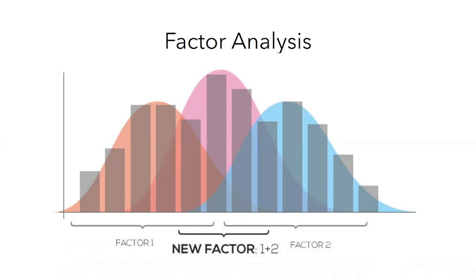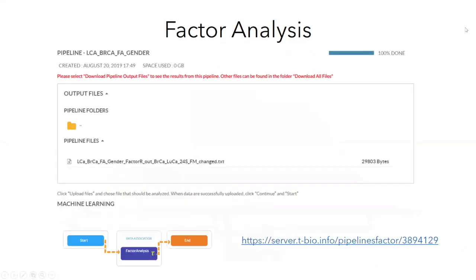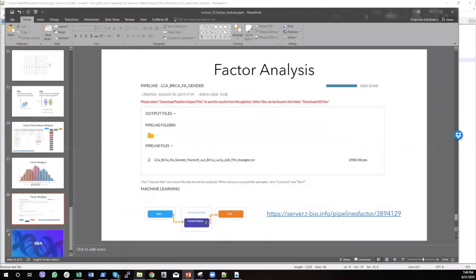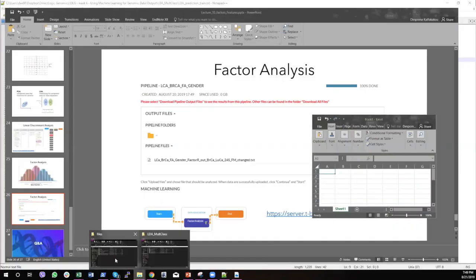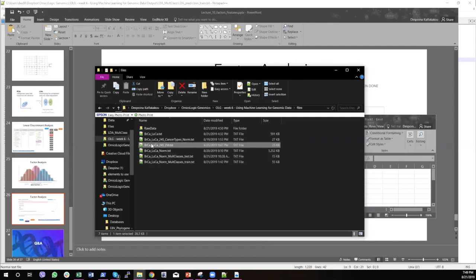So the type of cancer and the gender are different factors, because we could have different mutations in women with breast cancer and different mutations in men with breast cancer, and the same applies to lung cancer as well. So in order to understand what role each factor has, we have to perform factor analysis. And we will see another pipeline for factor analysis. First, let me show you the data that we will use. This is the file. FM stands for female male.